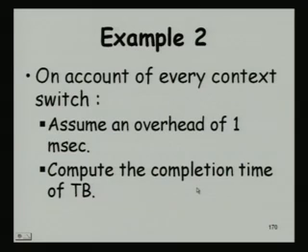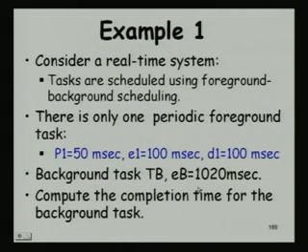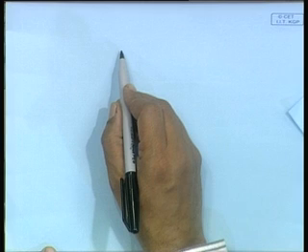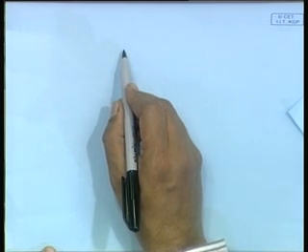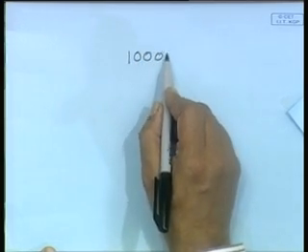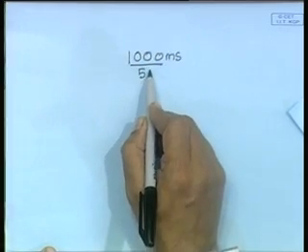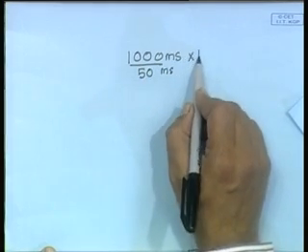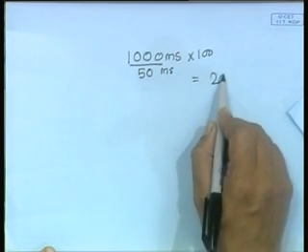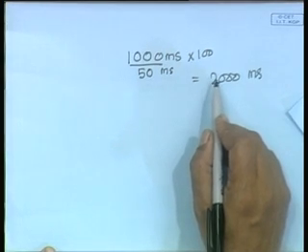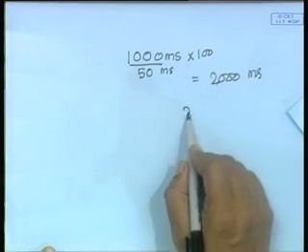Okay, let us see the answer. Okay, we do not have the answer there worked out. So, let us see. See, every 100 millisecond it gets 50 millisecond, right. So, it will get 1000 millisecond into 100, right, in 2000 milliseconds, right, and then it will need another 20 to run, another 20 to complete. So, 2020.